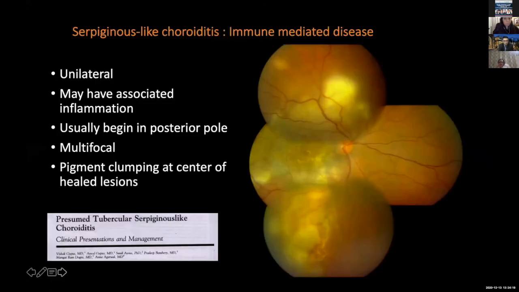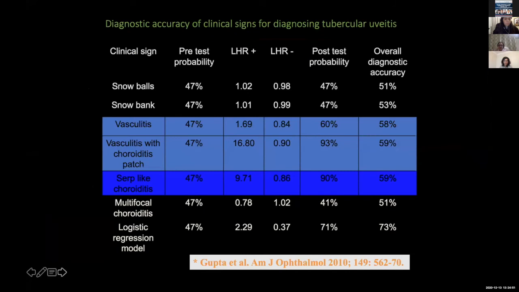Finally comes TB serpiginous-like choroiditis that we described in year 2002. It tends to be unilateral, may have associated inflammation, and unlike what Stephen showed beautifully, the classical serpiginous beginning near the disc, this one is in the posterior pole. And you may have pigment clumping at the center and the lesions advancing along the edge. So this is again to show you how these 3 lesions have been found to be very specific, with a good post-test probability of being TB.